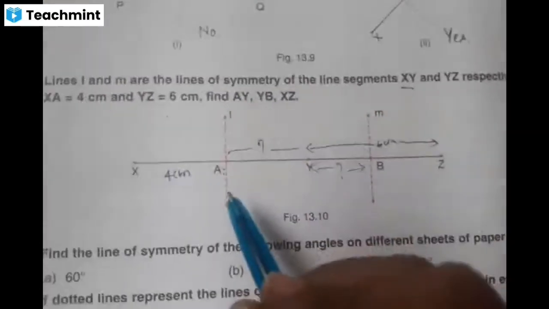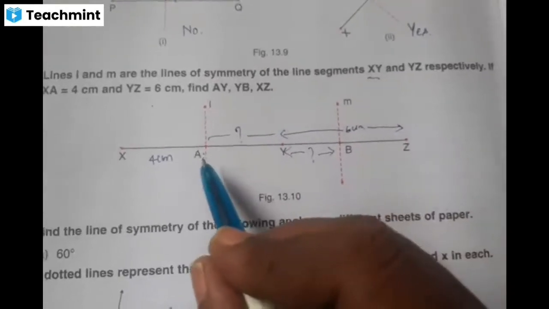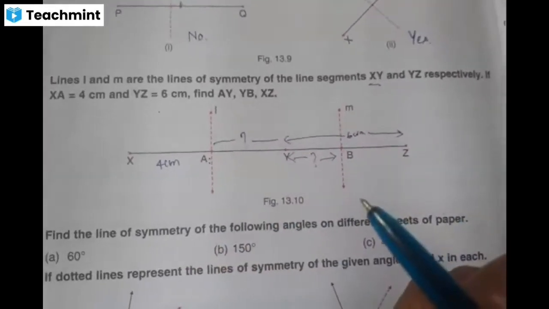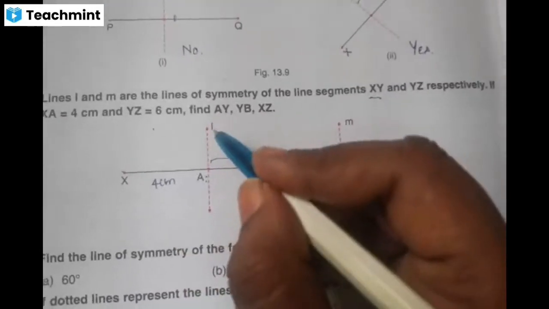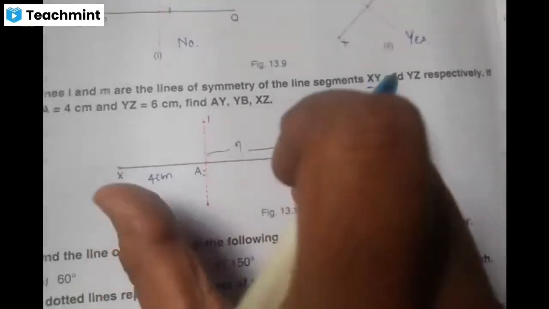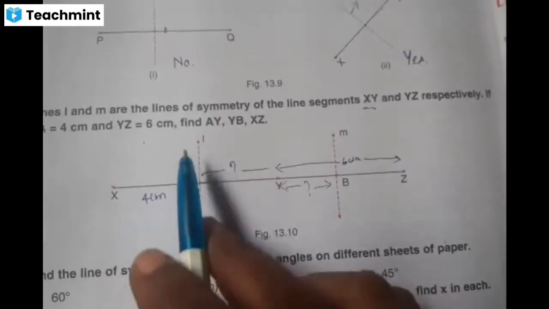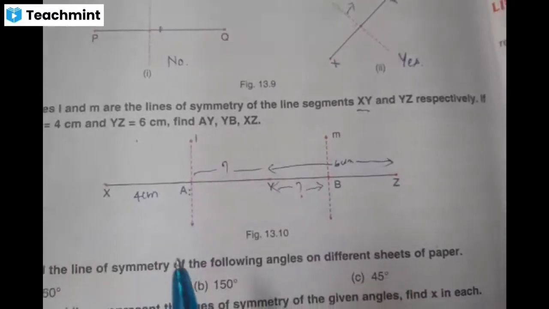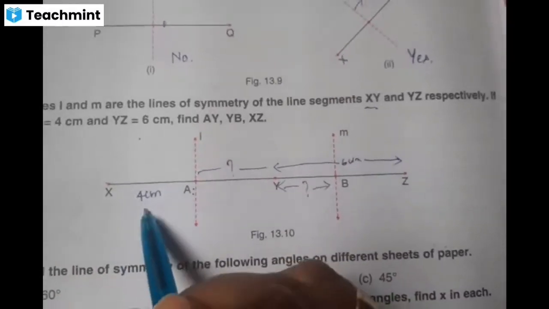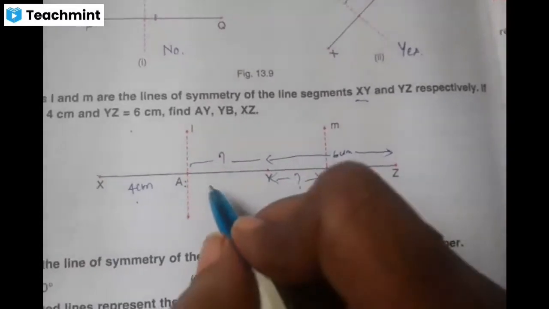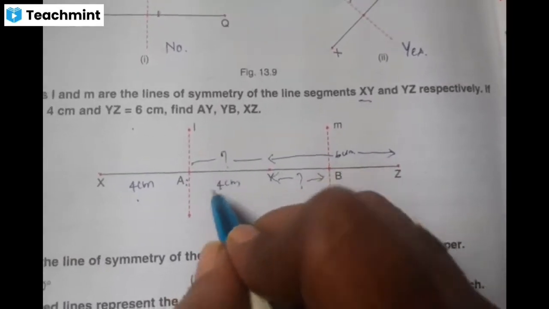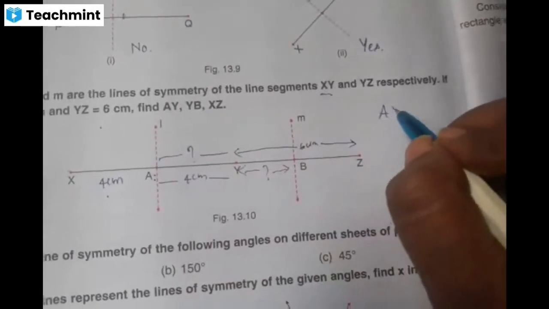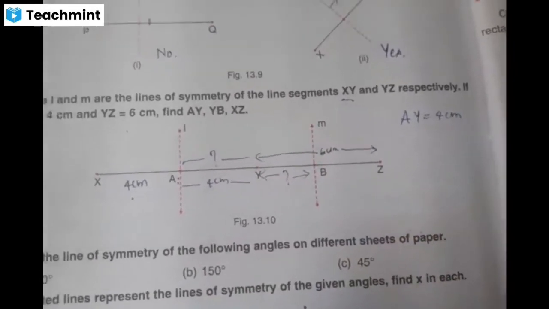So we are going to find AY first, children. I think you can just observe and tell how many centimeters AY is. Because line L is the line of symmetry for the line segment XY, this line of symmetry divides the given line segment into two equal halves. So one half is 4 centimeter, the other half is also equal, no? So this will also be 4 centimeter. Therefore, we got the answer AY is equal to 4 centimeter, children.